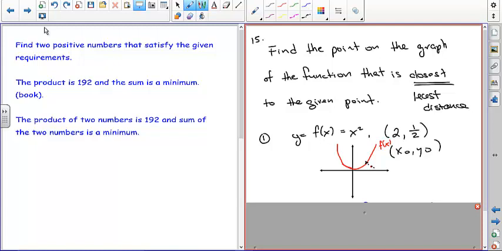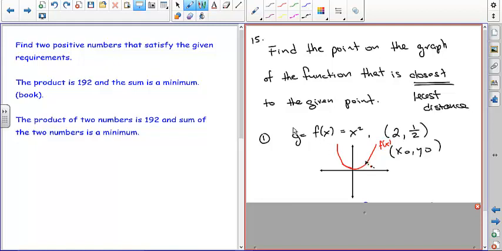So problem 15 says, find the point on the graph of the function that is closest to the given point. So what we have is the function y equals x squared, and we have the point (2, 1/2), which is right here. And they're asking what point on this curve is the closest to this point.